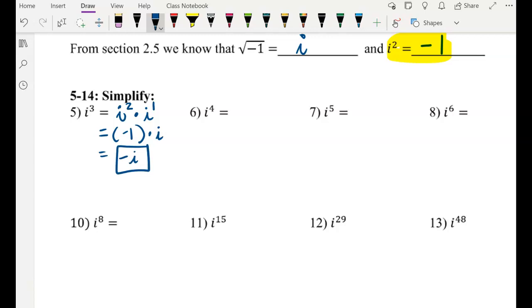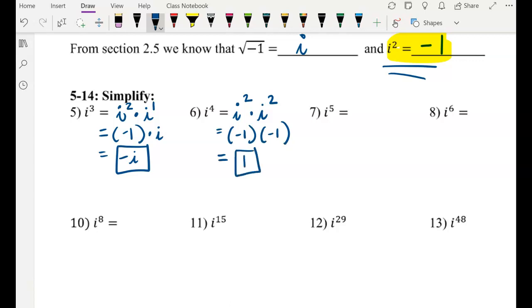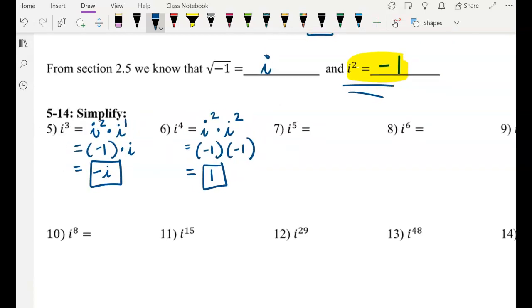Now, i to the fourth. Students, would you guys agree that it's going to be i squared times i squared? Okay. Well, each i squared is negative 1, right? Here we go. So this is going to be negative 1 times negative 1 equals, well, a negative times a negative is a positive, so it's positive 1. So notice how our answers so far are negative i and positive 1.